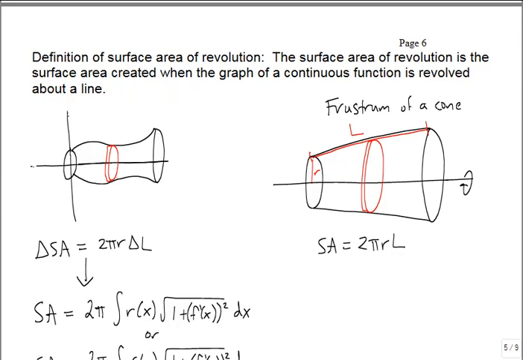So definition of surface area of revolution. The surface area of revolution is the surface area created when the graph of a continuous function is revolved about a line. So here would be an example of a region that we would have gotten by rotating this sort of curvy picture here in quadrant 1 around the x-axis. So you almost get this sort of vase shape to it. Now we know how to find the volume of that already. You could use the disk method to do that.